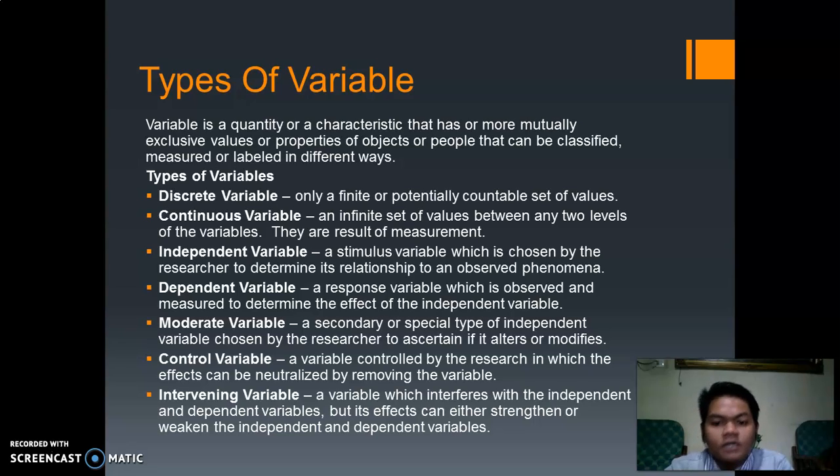Moderator variable, a secondary or special type of independent variable chosen by the researcher to ascertain if it alters or modifies. Control variable, a variable controlled by the researcher in which the effect can be neutralized by removing the variable. And the last, intervening variable, a variable which interferes with the independent and dependent variables, but its effect can either strengthen or weaken the independent and dependent variables.